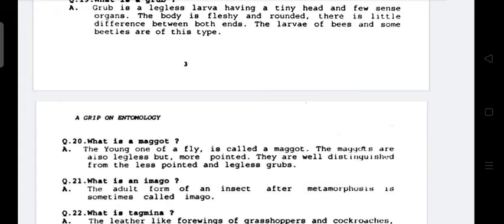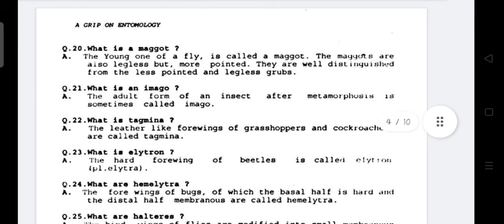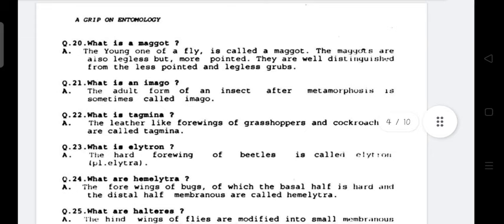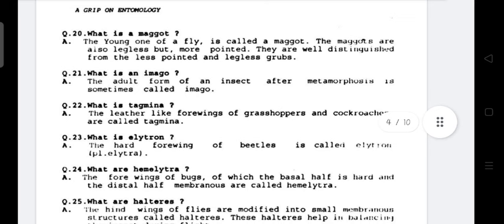What is a maggot? A maggot usually belongs to flies. The young one of a fly is called a maggot. Maggots are also legless but more pointed. One end is very pointed. We can observe it very easily. They are well distinguished from the less pointed and legless grubs. The grubs are less pointed.